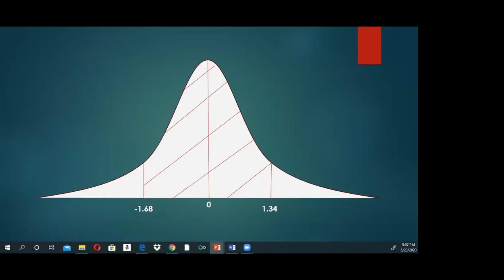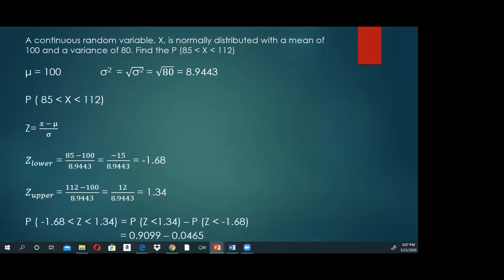Again, we can represent this on a graph. So this represents our z value of negative 1.68 over mean of 0, right? And then we have another z value of 1.34, our center is 0, and the probability of the shaded area should be 0.8634.